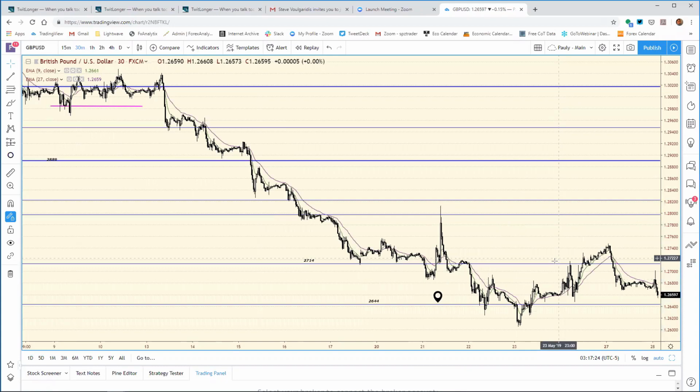And we talked about that 2733, and we're going to go with this right here. With a daily close above 2733, that's going to be our resistance.